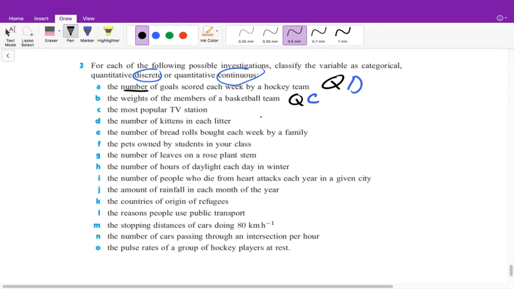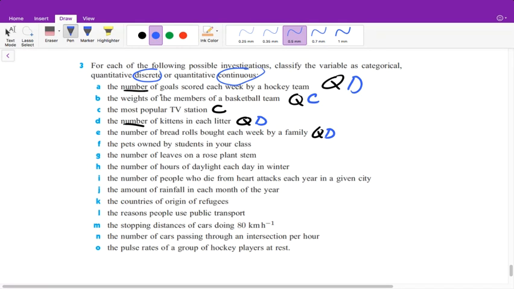The most popular TV station. Well, it has nothing to do with numbers whatsoever. That's talking about, I don't know what TV stations they have here, but Fox, ABC, CNN, ESPN. So that is just simply categorical. The number, that tells me it's going to be quantitative. Of kittens in each litter, well, you can't have half a kitten, so it's going to be quantitative and discrete. The number of bread rolls bought each week by a family, same thing. You can't buy half a bread roll, so that would be quantitative and discrete.